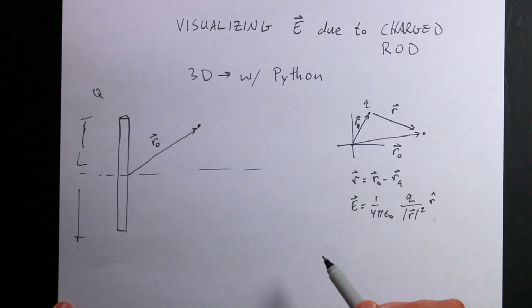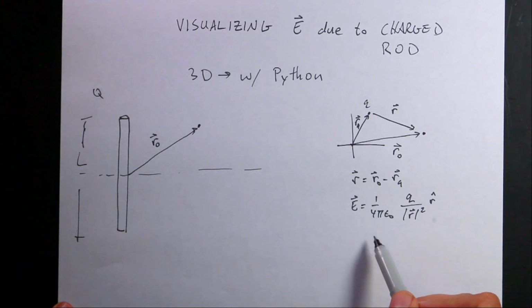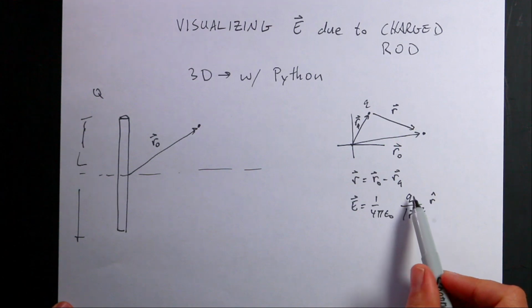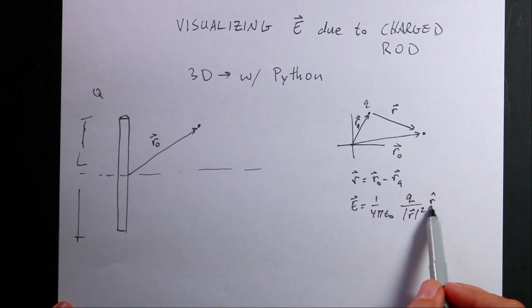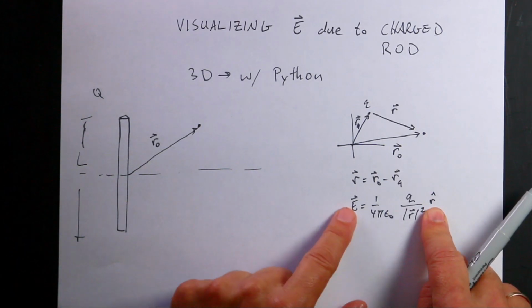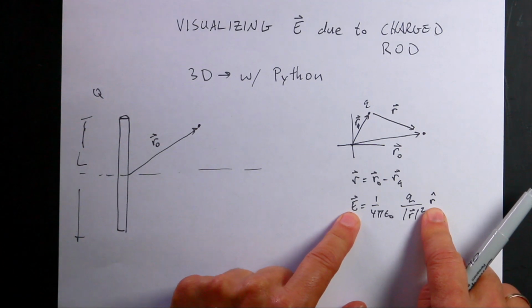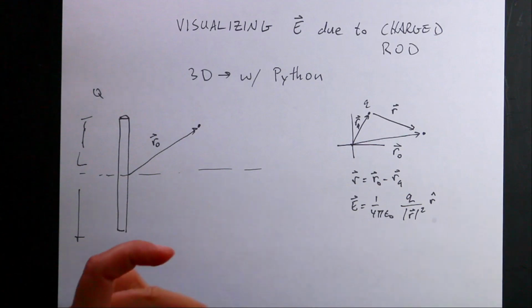And then the electric field due to a point charge would be some constant, 1 over 4 pi epsilon naught, times the charge Q divided by the magnitude of that vector R, multiplied by a unit vector in that direction. You have to get this as a vector, and if you don't have this as a vector, this thing's not going to work. So you have to use this form of the electric field.